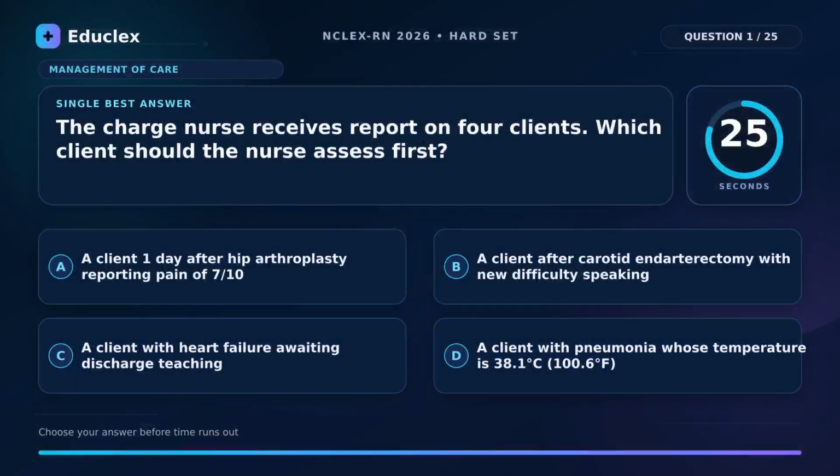Question 1. The charge nurse receives report on 4 clients. Which client should the nurse assess first? Here are the options. Option A. A client 1 day after hip arthroplasty reporting pain of 7 out of 10.